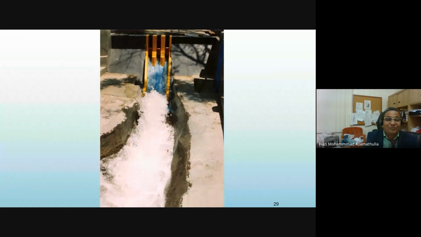Yeah, you can see in the model only. See here what is happening. Everyone observe, it is hitting the right bank. They don't want to change the dam design, so you cannot change this one. This is hill or anything, you cannot change. Water is hitting here.